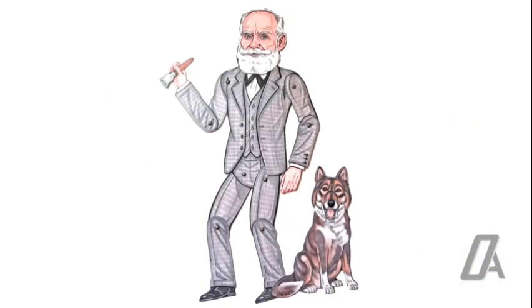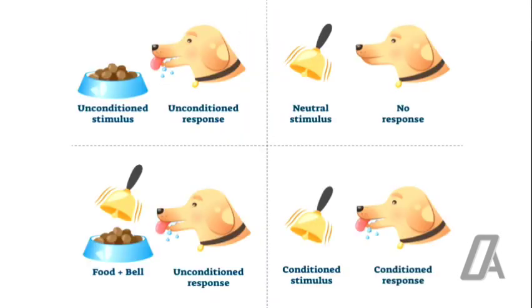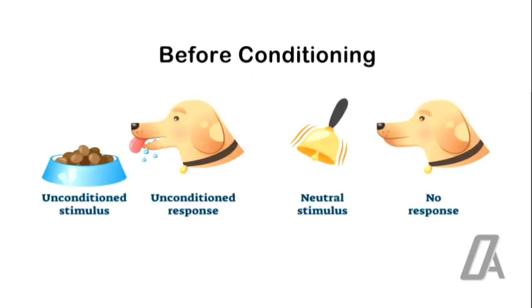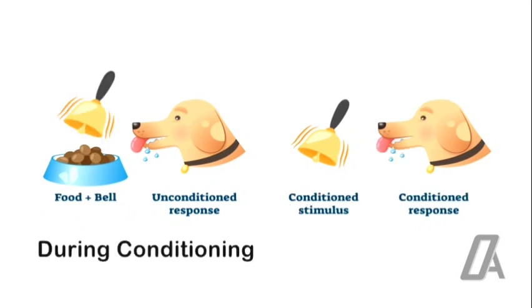Pavlov's groundbreaking experiments primarily involved dogs, where he investigated how a neutral stimulus, such as a bell, could become a trigger for a reflexive response, like salivation, after being consistently paired with a naturally occurring stimulus, food. Initially, the bell had no effect on the dogs. However, through repeated pairings with food, the bell eventually elicited salivation even in the absence of food.